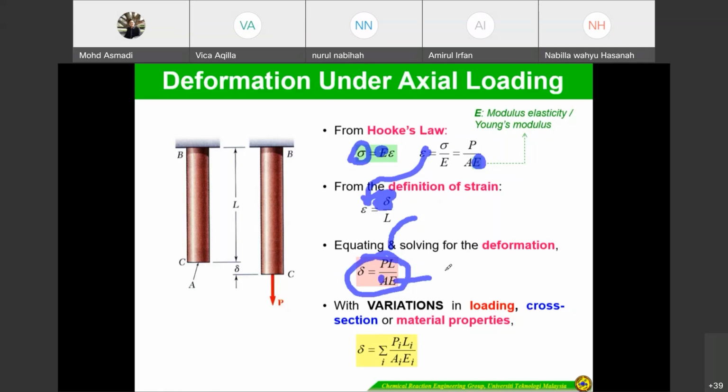Okay, this is for one material, but if you have variations in loadings and variation in cross-sectional area, as well as different materials, you have to take the summation of Pi, Li, Ai, and Ei. The i represents the different materials or different loadings. So P1 L1 divided by A1 E1, plus P2 L2 divided by A2 E2, and so on until Pn Ln over An En.